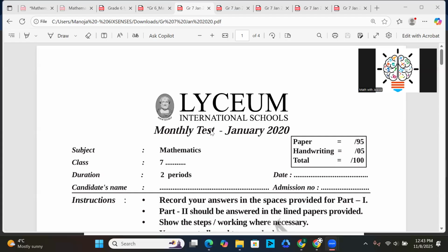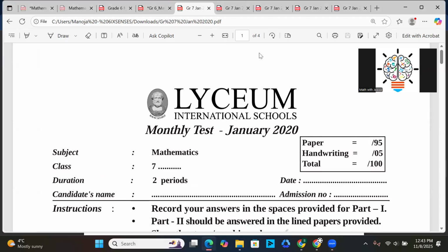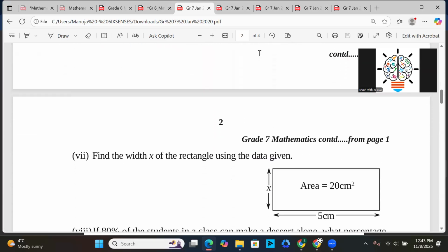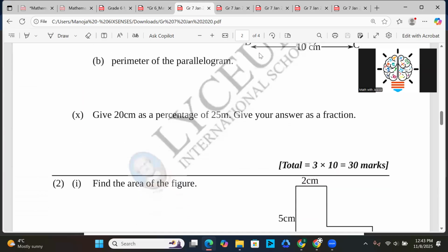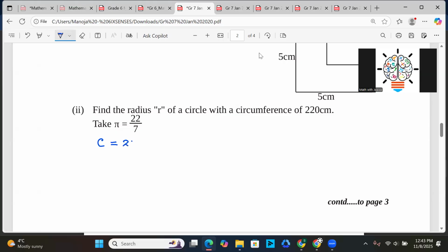Okay, so what I'm going to do is take the questions from all these past papers which are related to our topic, the circumference and area of a circle. Find the radius of a circle with the circumference 220. First of all, we want to write the formula. C equals 2πr. What does this mean? C equals 2 times π times r. Circumference is equal to 2 times π times r.